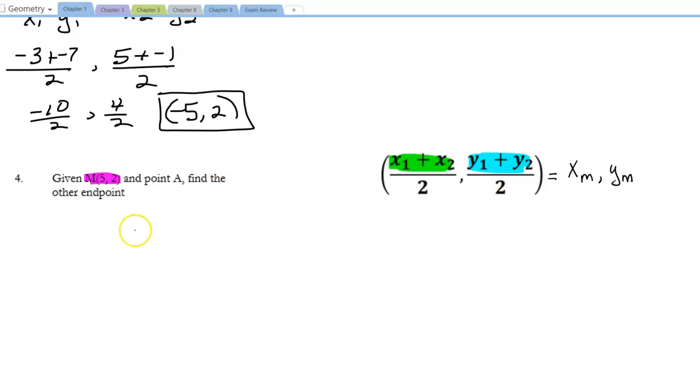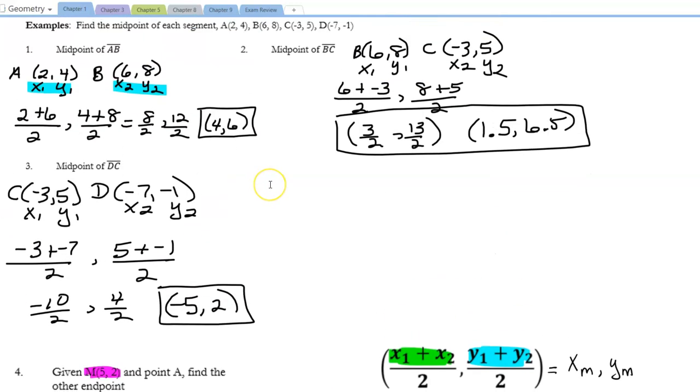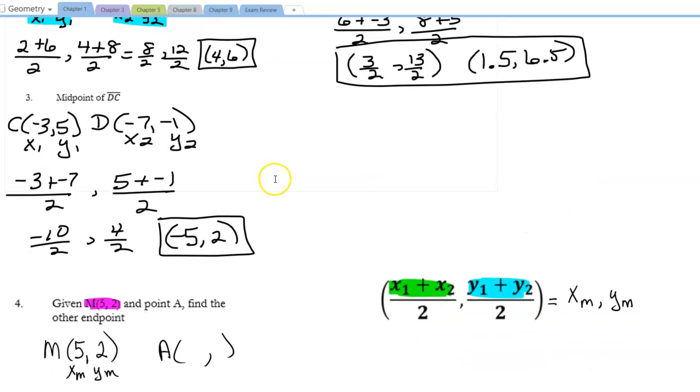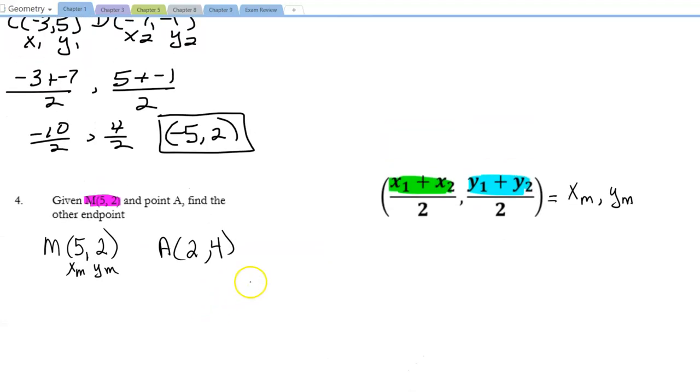Okay, so I'm going to go ahead and label this. My m is 5 and 2. So again, this is x of the midpoint, this is y of the midpoint. And then let's go find out what A was. A is 2, 4. Okay, I lost my space. Let's insert more space. Okay. So now this is x1 and y1.